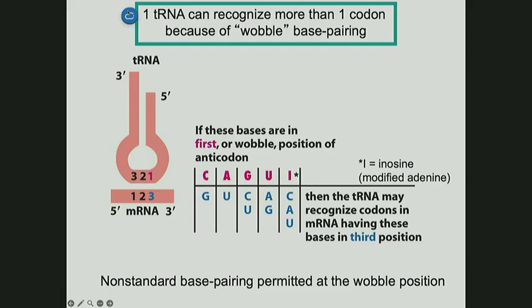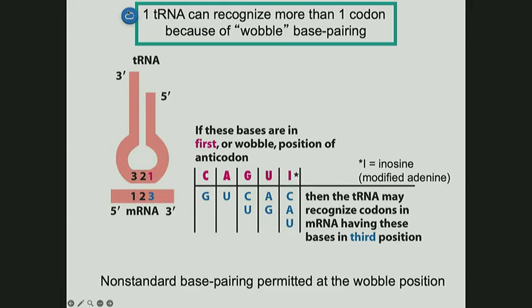There is a nucleotide that we haven't talked about yet here. So this I stands for inosine. This is a modified version of adenosine. And in fact, if that is in the wobble position of the tRNA, you can pretty much base pair to A, U, or C.